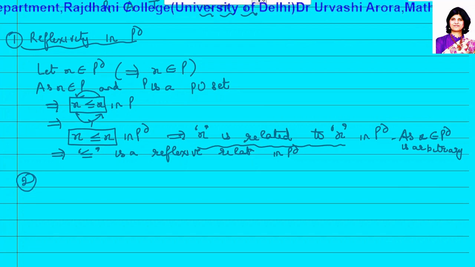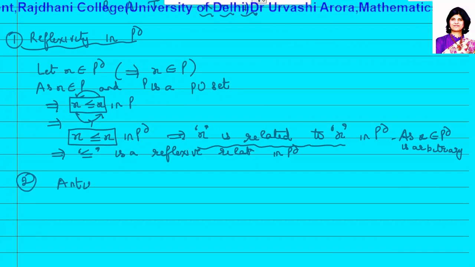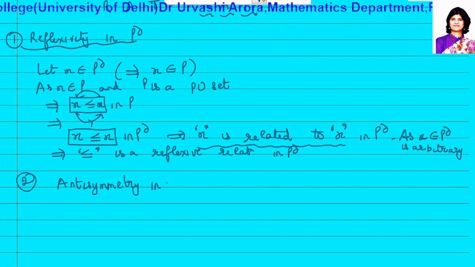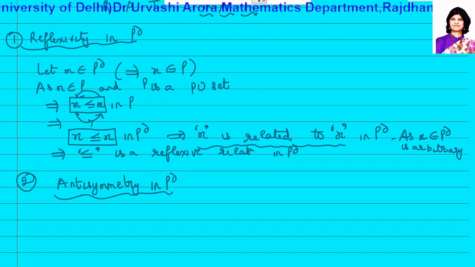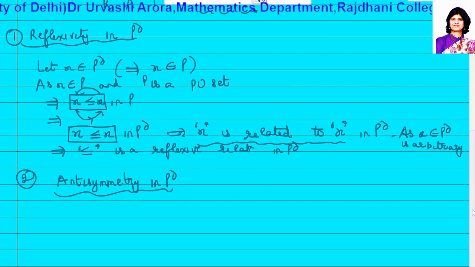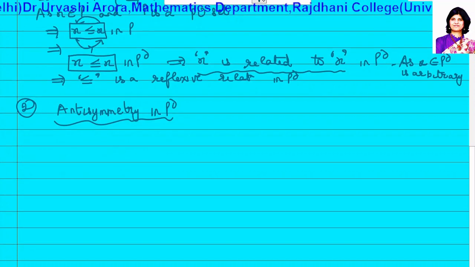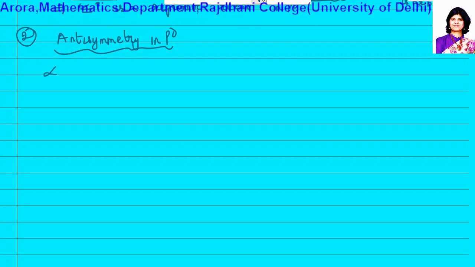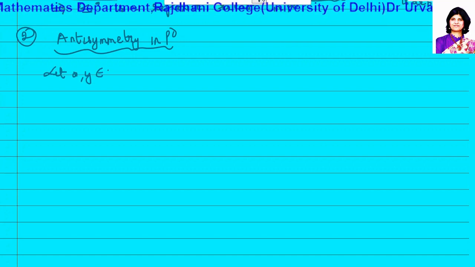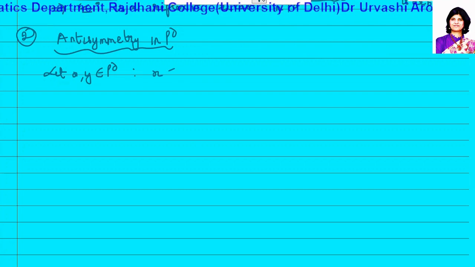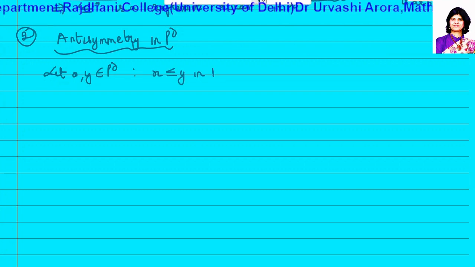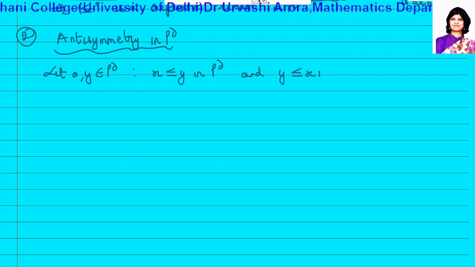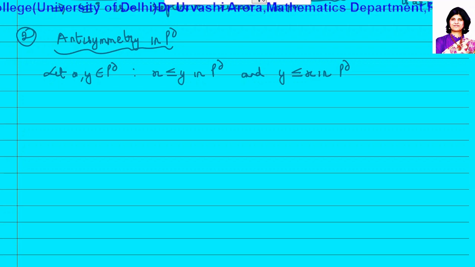Now coming to the second property that needs to be shown, which is antisymmetry in P dual. So now we are going to show that the antisymmetry property holds in P dual. For this, let me take two elements x and y belonging to P dual such that x is related to y in P dual, and y is related to x in P dual. What we have to show is that x is equal to y in P dual.